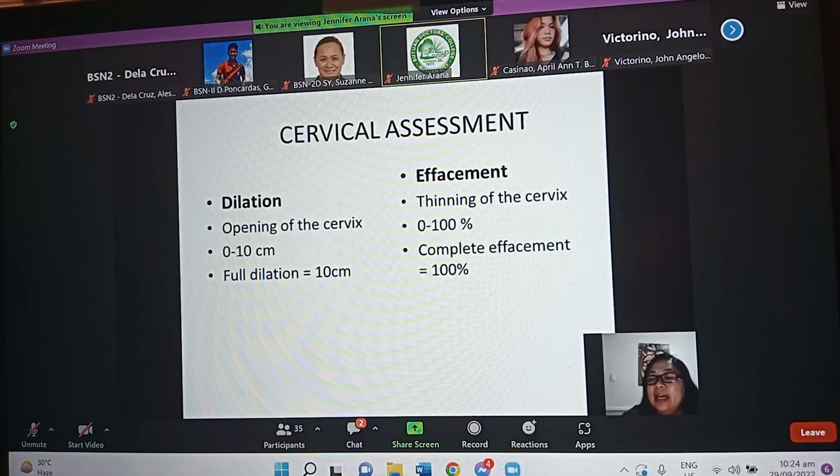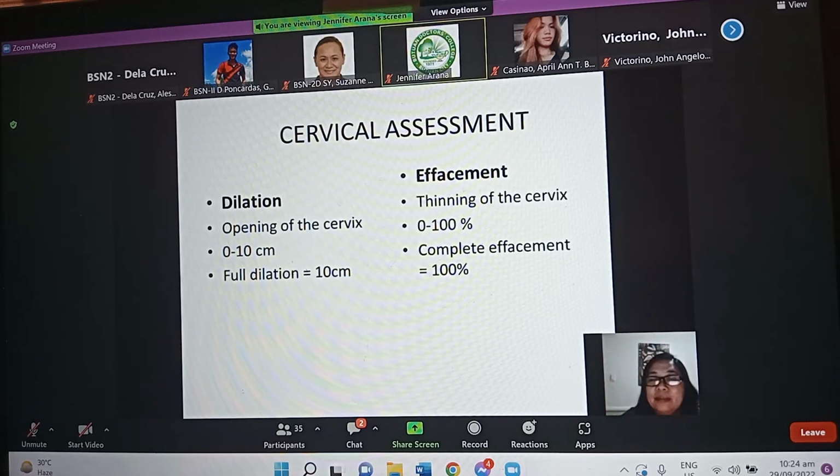Effacement, on the other hand, is the estimated amount of thinning of the cervix, and it is measured in percent. So 0% if it has not thinned at all, 100% if completely effaced. Meaning, it is already paper thin, like paper.